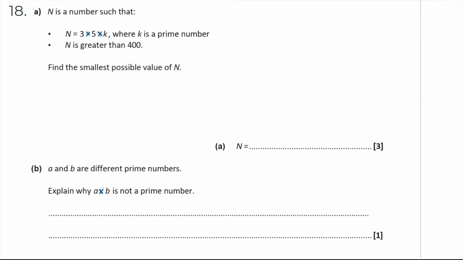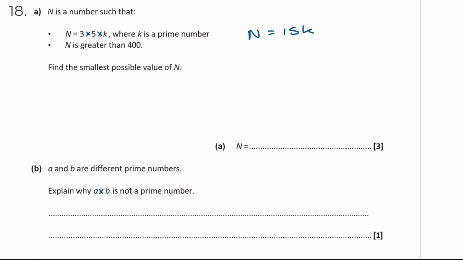n is a number such that n equals 3 times 5 times k, where k is a prime number, and n is greater than 400. Find the smallest possible value of n. Okay, so this 3 times 5 times k is kind of like the prime factor decomposition of n, isn't it? And we know that n is greater than 400. Well, 3 times 5 is 15, so n is 15k, isn't it?